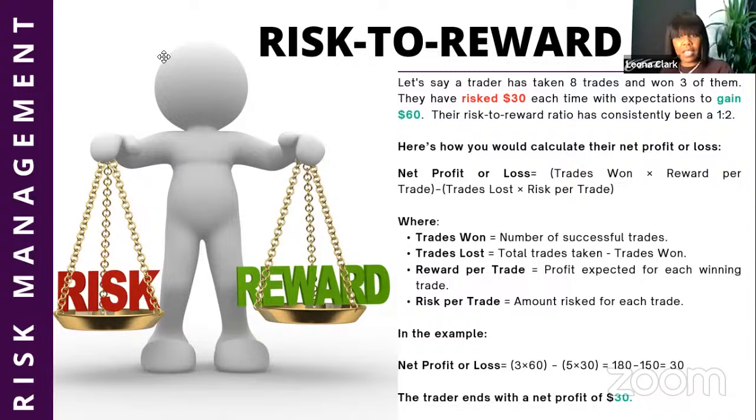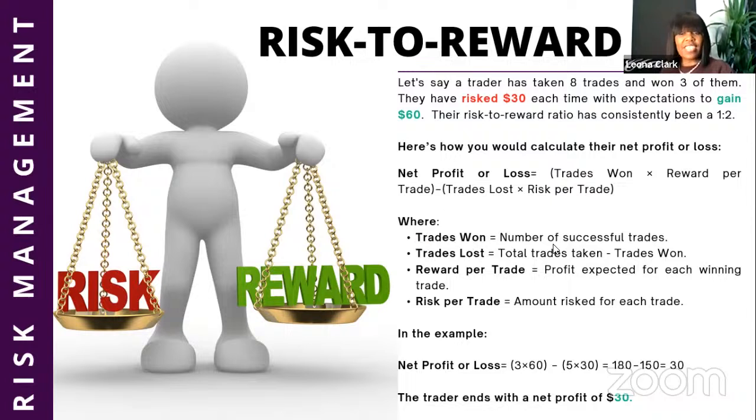So here's how you're going to calculate their net profit or loss. All right. You're going to multiply trades won times reward per trade, meaning trades won 3 times reward is 60. So 3 times 60. Everybody got it? You're going to get that number. Then you're going to subtract that by the trades lost times the risk per trade. Well, 8 minus 3 is 5. Okay, cool. So that means you lost 5 trades, and that's at $30. So you're going to have 5 times 30. So you're going to subtract the first one here from here.